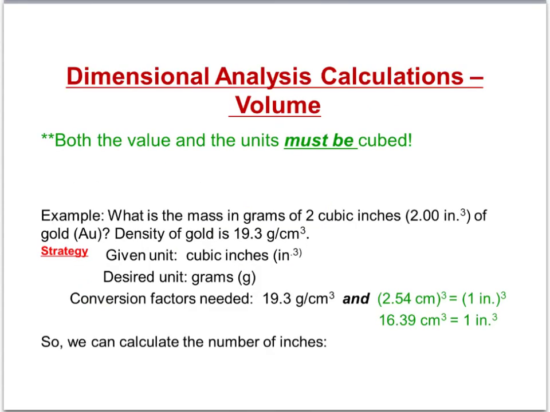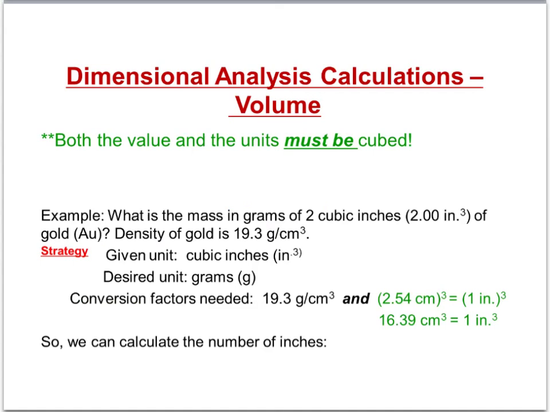The last note is that dimensional analysis of volume is a bit tricky. Volume is measured in units cubed. So anytime you're talking about cubed units, the value and the units must be cubed as well. For this example, what is the mass in grams of 2 cubic inches, so 2 inches cubed, of gold? And you have the density of gold, which is 19.3 grams per centimeters cubed.